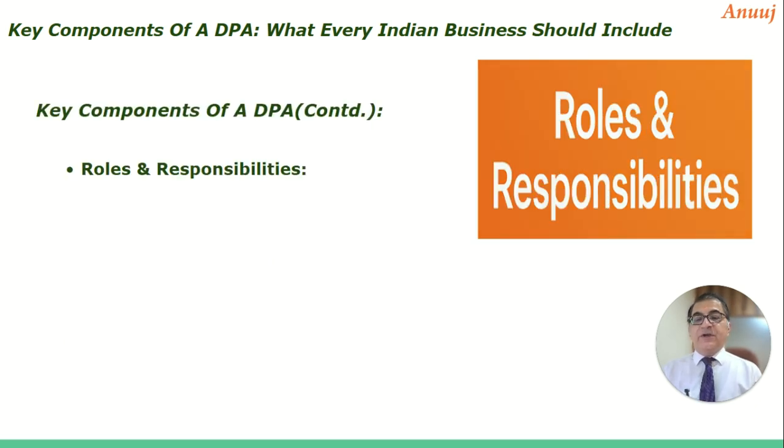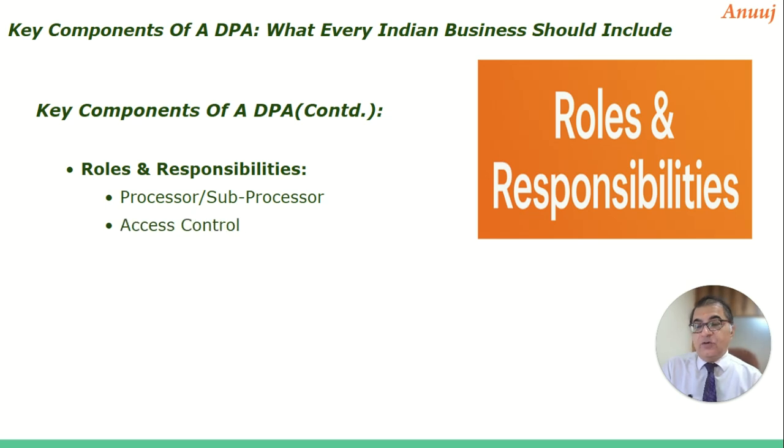Then the second important component is roles and responsibilities, which in a way you can say is the main purpose of creating this DPA. What is the role and responsibility? The first one being, are you a processor or are you a sub-processor? Which means, am I as a fiduciary giving the contract directly to you, or is it that I gave a contract to party A and party A is now giving you the contract? So the exact role, whether you are acting as a direct processor to the fiduciary or a sub-processor to the fiduciary, needs to be defined as the most important thing in the document.